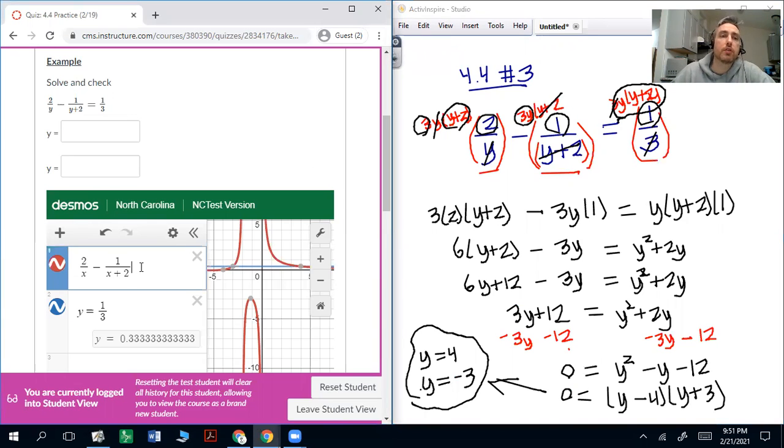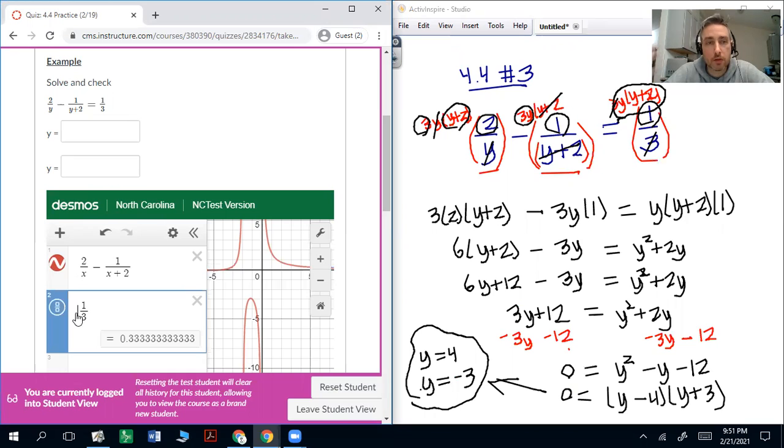In the graph, you'll do 2 over x. Remember, you got to graph with x. So 2 over x minus 1 over x plus 2 equals y over 1/3. Again, this is just a number, so you have to have a y equals there to get it to graph.